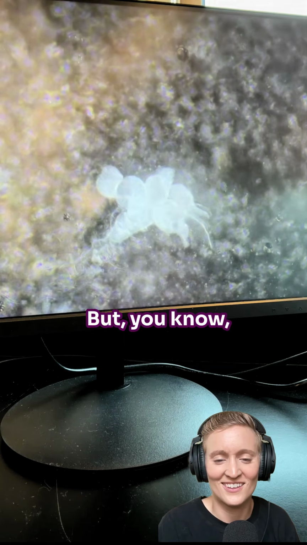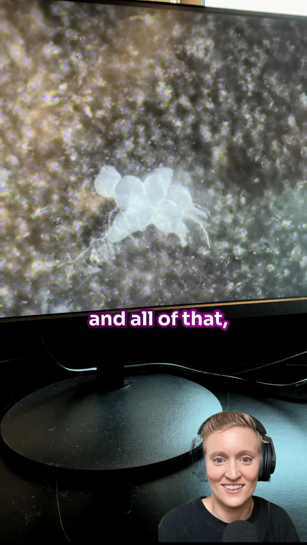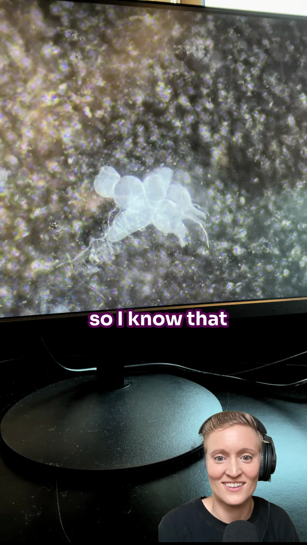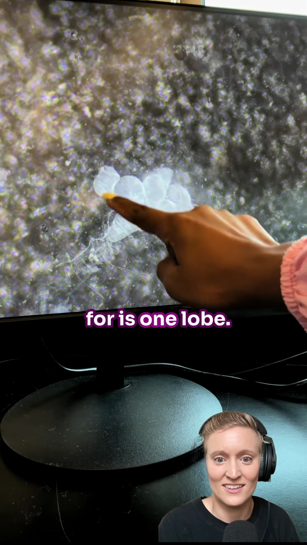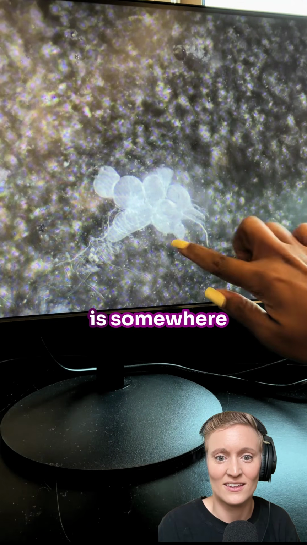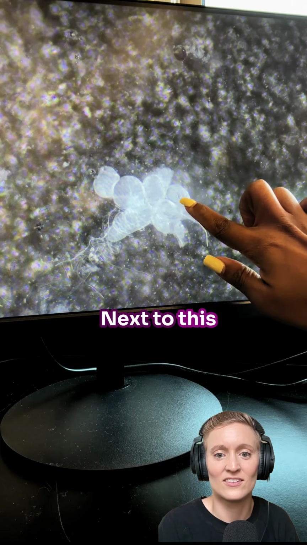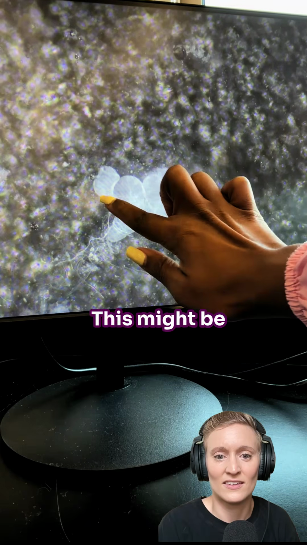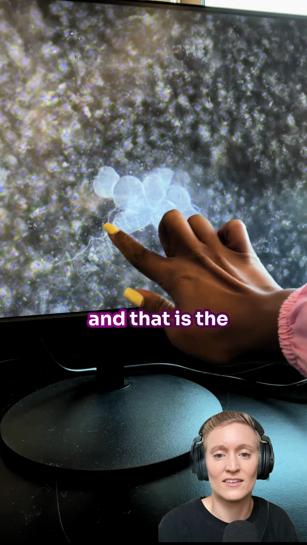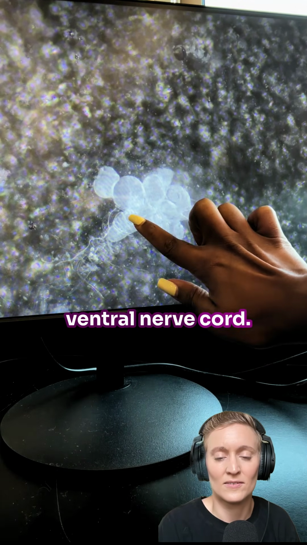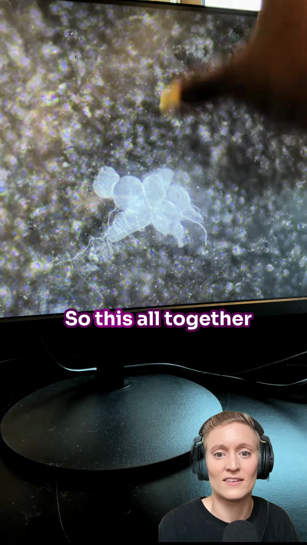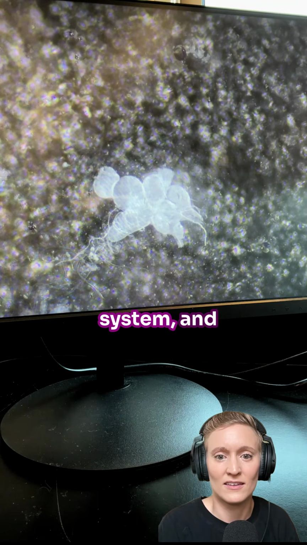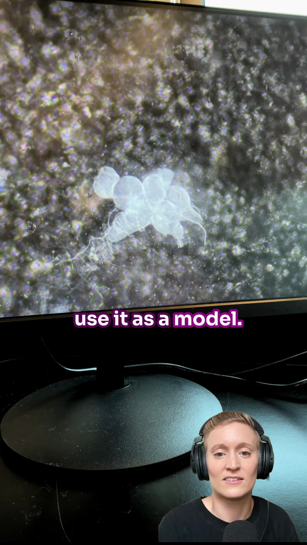But yeah, we got textbooks and all of that. So I know that what I'm looking for is one lobe. The second lobe is somewhere under here. Next to this are wing discs. This might be the other lobe, and that is the ventral nerve cord. So this altogether makes up the fly's central nervous system, and that's why we use it as a model.